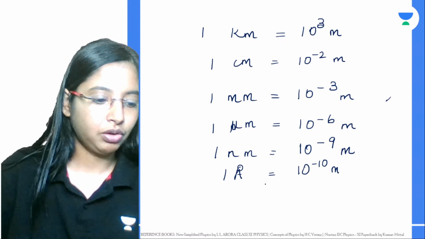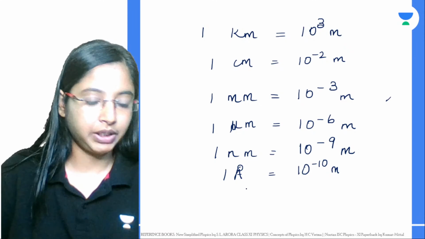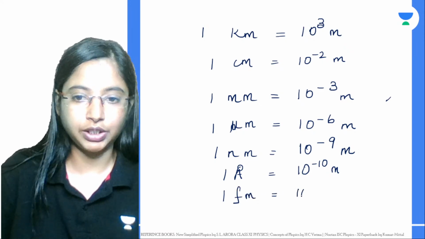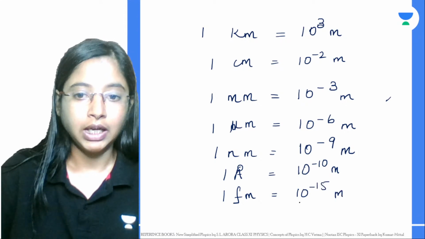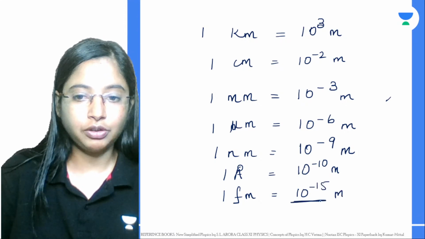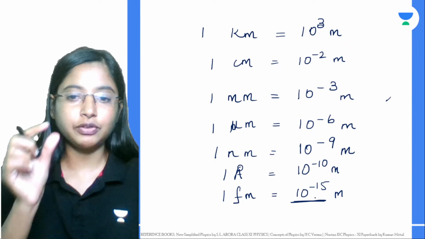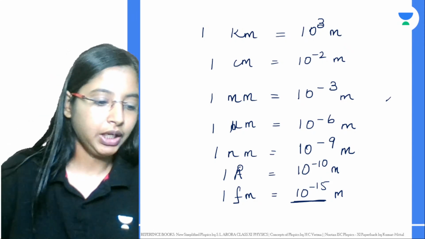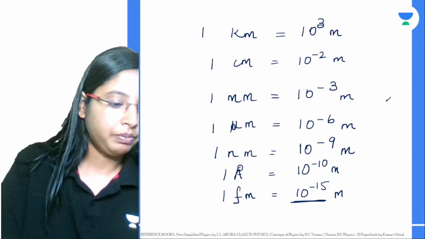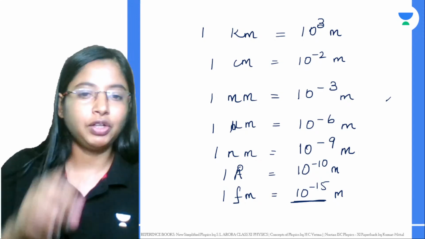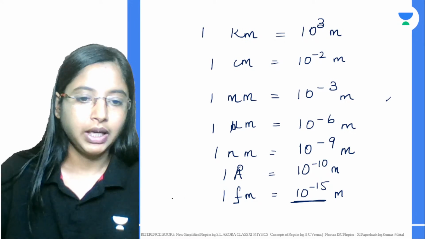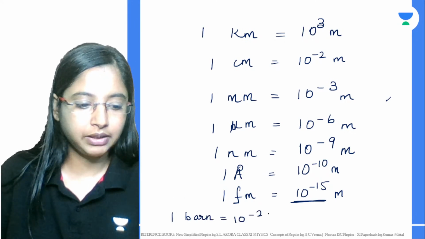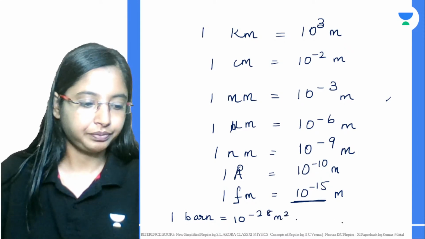Then 1 femtometer, or 1 fermimeter, this is very important, 10 to the power of minus 15 meters. This femtometer, 10 to the power of minus 15, is basically the size of your nucleus inside an atom. If you want to measure very small areas, then we use the unit called barn, and 1 barn is equal to 10 to the power of minus 28 meters square.